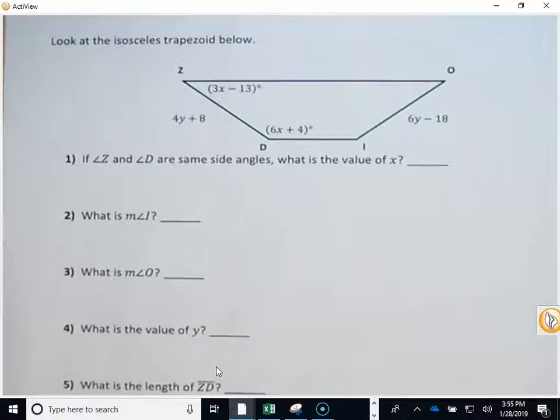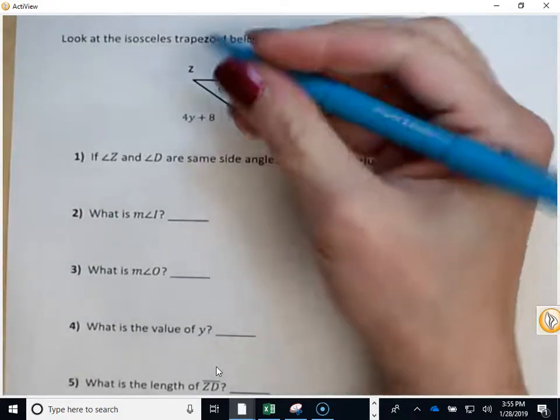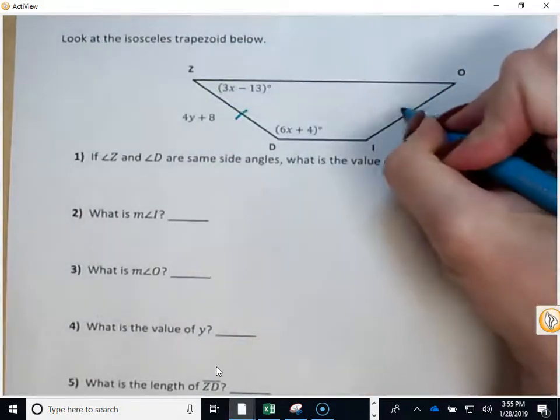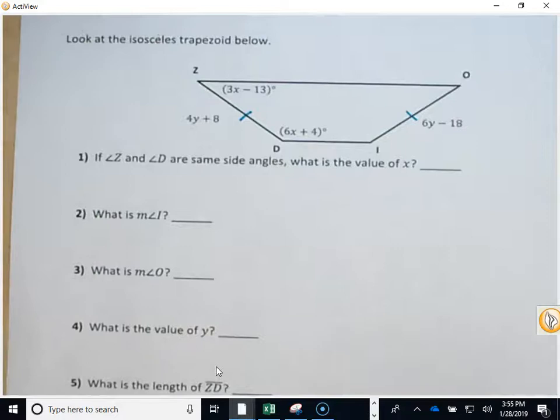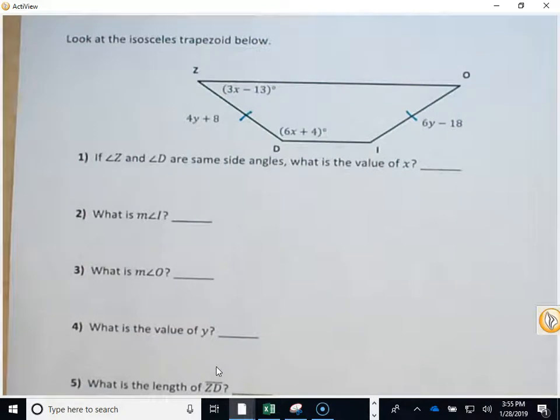It says, look at the isosceles trapezoid below. Oh, so it's an isosceles trapezoid, and by looking at it, that means we know these two sides are parallel lines. So it has to be these two legs that are equal to each other. All right, so it says if angle Z and angle D are same side angles, so we're talking about this and this, what is the value of x?